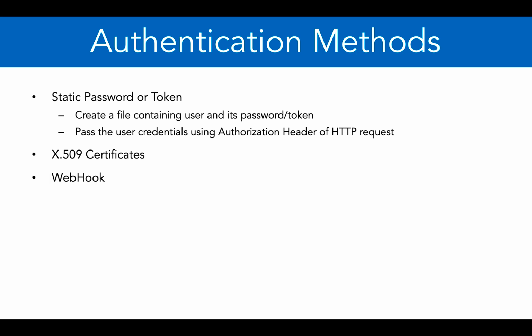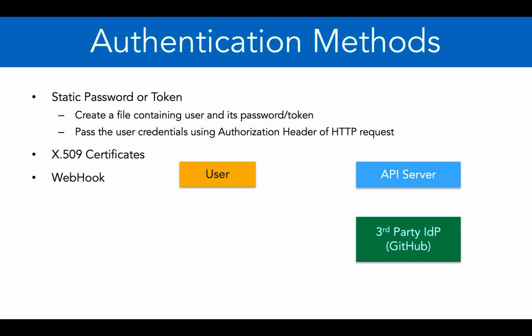The next one is Webhook. You can think of Webhook as event driven. What happens is that you have a user, and of course you have the API server. In case of Webhook, the authentication is handled by a third-party identity provider, let's say GitHub. The way it works is that the user creates the token for itself in GitHub and gets the token back.